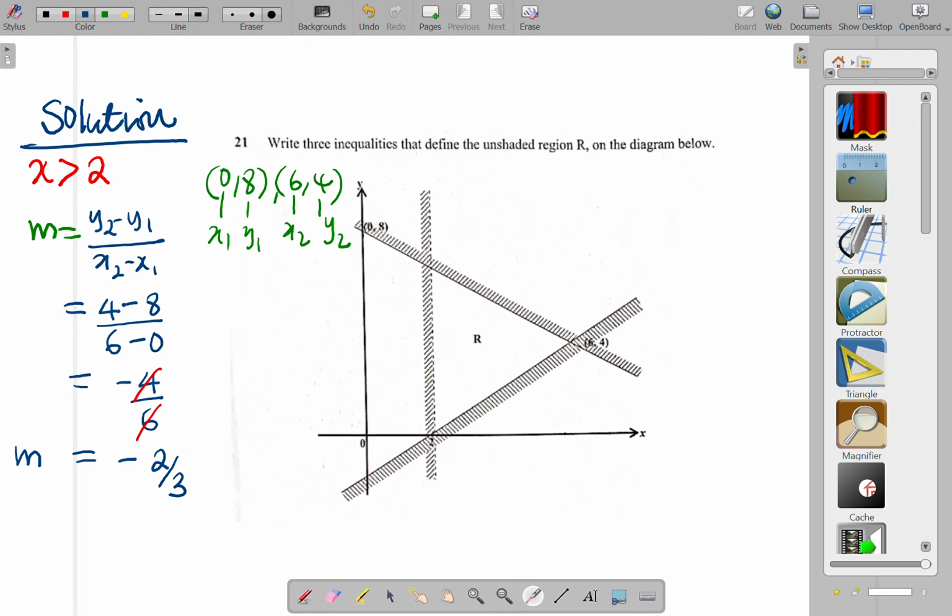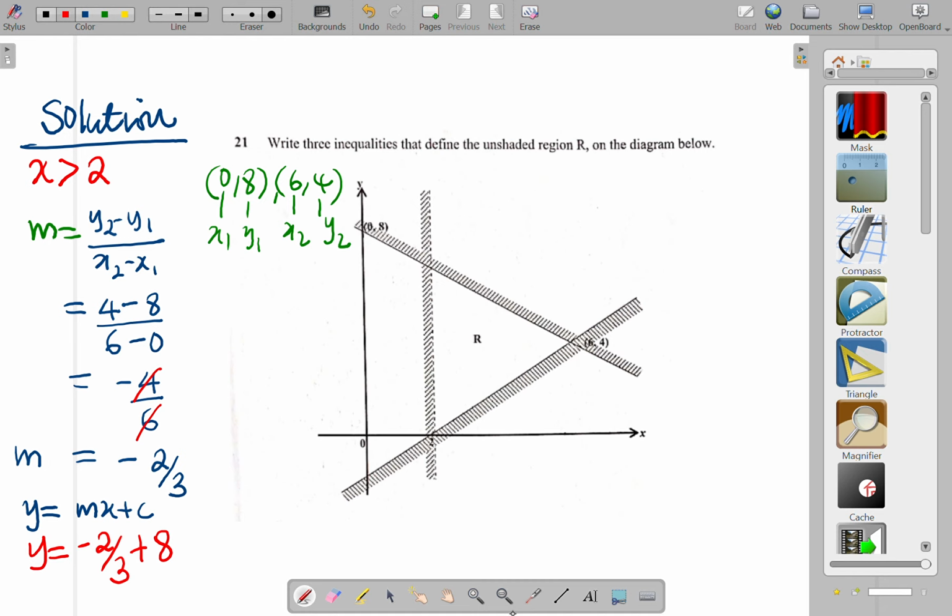So I'm going to say, okay, since the y-intercept is 8, we're going to use the equation y is equal to mx plus c. So I'll say y is equal to, what is my mx plus c? My m is now negative 2 over 3, plus 8, okay, plus 8.